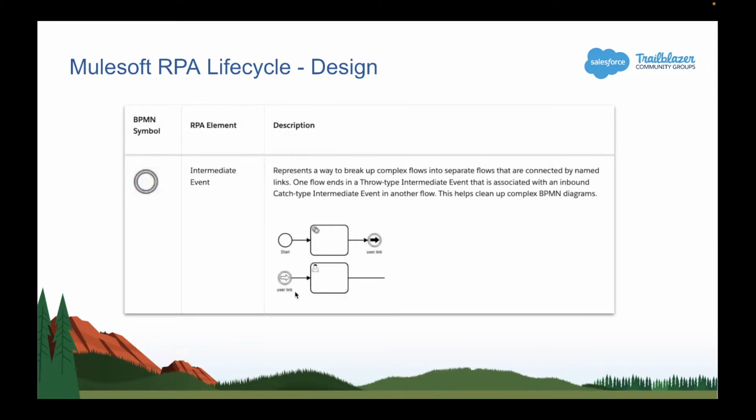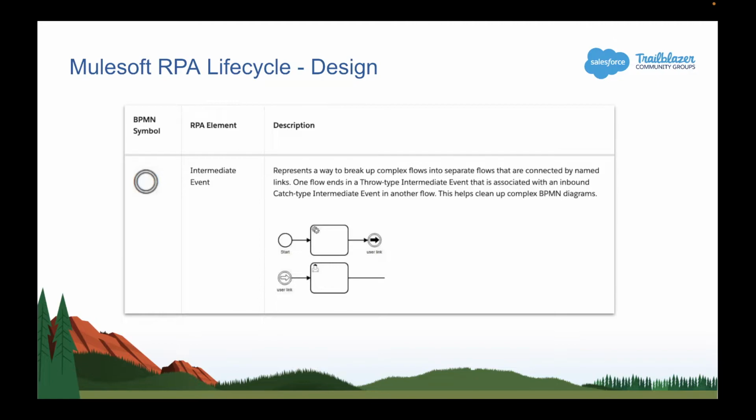Then there is one more last and important one, which is the intermediate event. You can break up, or compose, your BPMN model into smaller sets of flows. This primarily consists of two types of nodes: the throw type intermediate event and the catch type intermediate event. So one will throw the event and another will catch it for you.